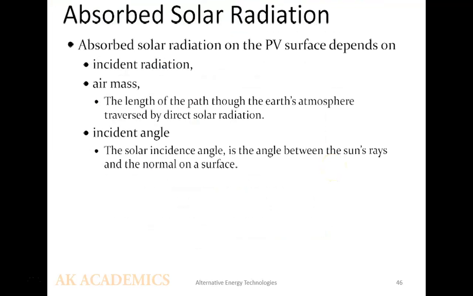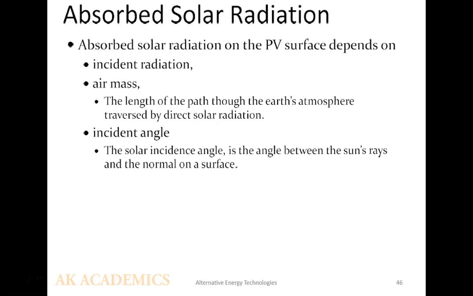Now, we just completed our discussion on the electrical load consideration when planning to install a PV system. Now we want to consider the absorbed solar radiation. This is the second consideration we have to pay attention to when designing the PV system. Absorbed solar radiation on the PV surface depends on about 3 major factors. The first is the incident radiation, the second is the air mass, and the third is the incident angle. The incident angle is the angle between the sun's rays and the normal on a surface.